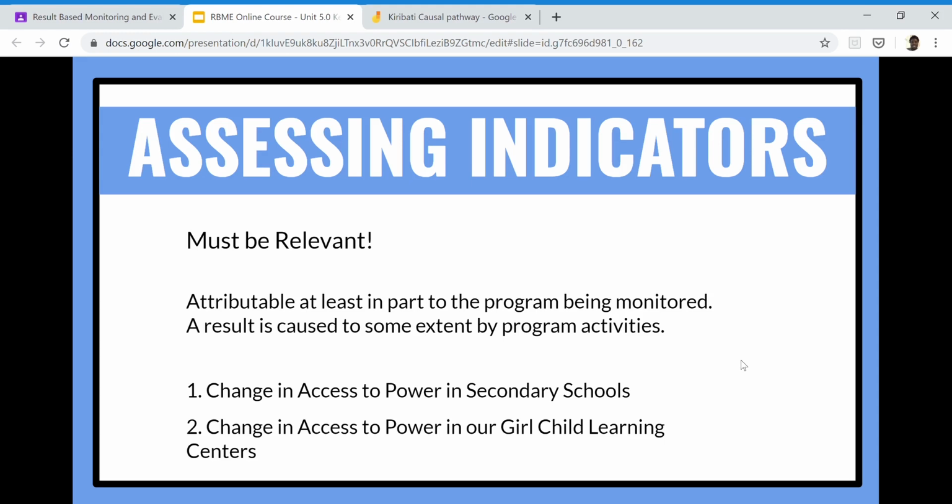So instead of saying access to power in secondary school, it is better that you provide power to that learning center, so that girls have access to it. What you're saying here is you can only measure the change in access to power in those learning centers and not generally in the secondary school.